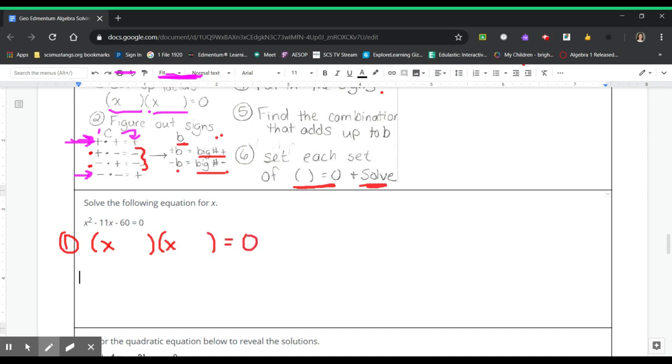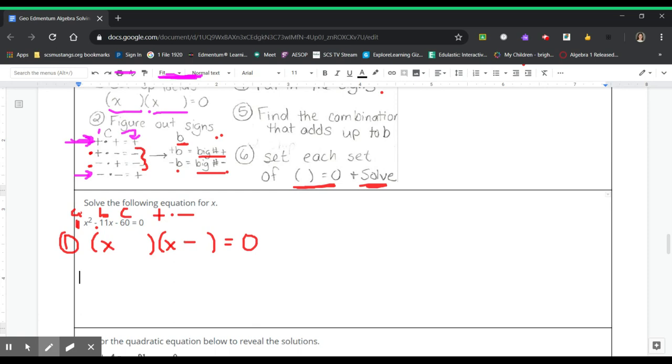So the next thing I like to do is to figure out my signs. So I'm going to check out the sign for my c value. This is my a value, this is my b value, and this is my c value. So looking at this, a is equal to 1, b is equal to negative 11, and c is equal to negative 60. So my c value is negative. That means I'm either looking at a positive times a negative or a negative times a positive. My b value is negative, so my big number is going to be negative.